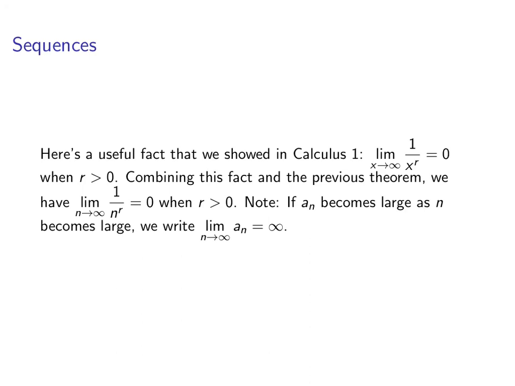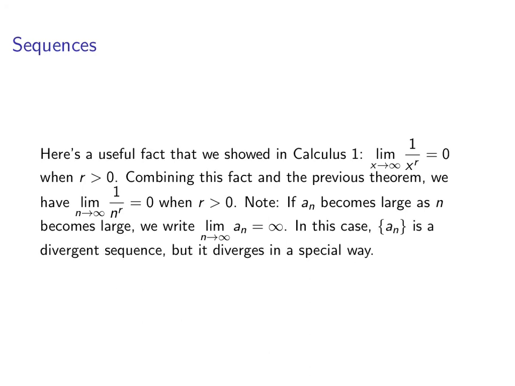I should note that if a sub n becomes large as n becomes large, then we'll write the limit as n goes to infinity of a sub n is equal to infinity. And in this case, we would say that the sequence a sub n is a divergent sequence, but it diverges in a particular way. And we would say that a sub n diverges to infinity. So that would happen in the case of this sequence if r was, say, less than 0.